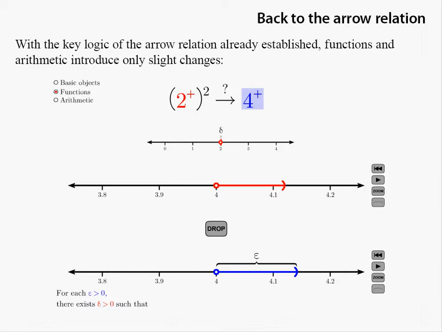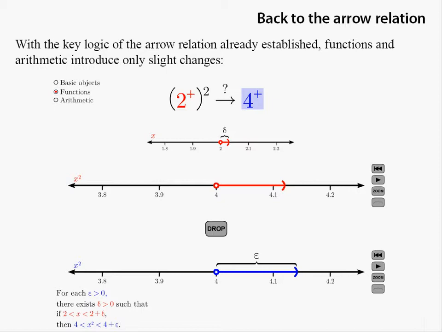I found a delta. I took all of those numbers in the top slice, all those numbers between 2 and 2 plus delta, those are my x's. I squared them. My x squareds live here. And those numbers x squareds have to hit this target, which I draw as usual. X squared needs to be between 4 and 4 plus epsilon. And that's the definition. The only difference in this definition is that in that very last step, you've applied the function to x instead of dropping it straight down.